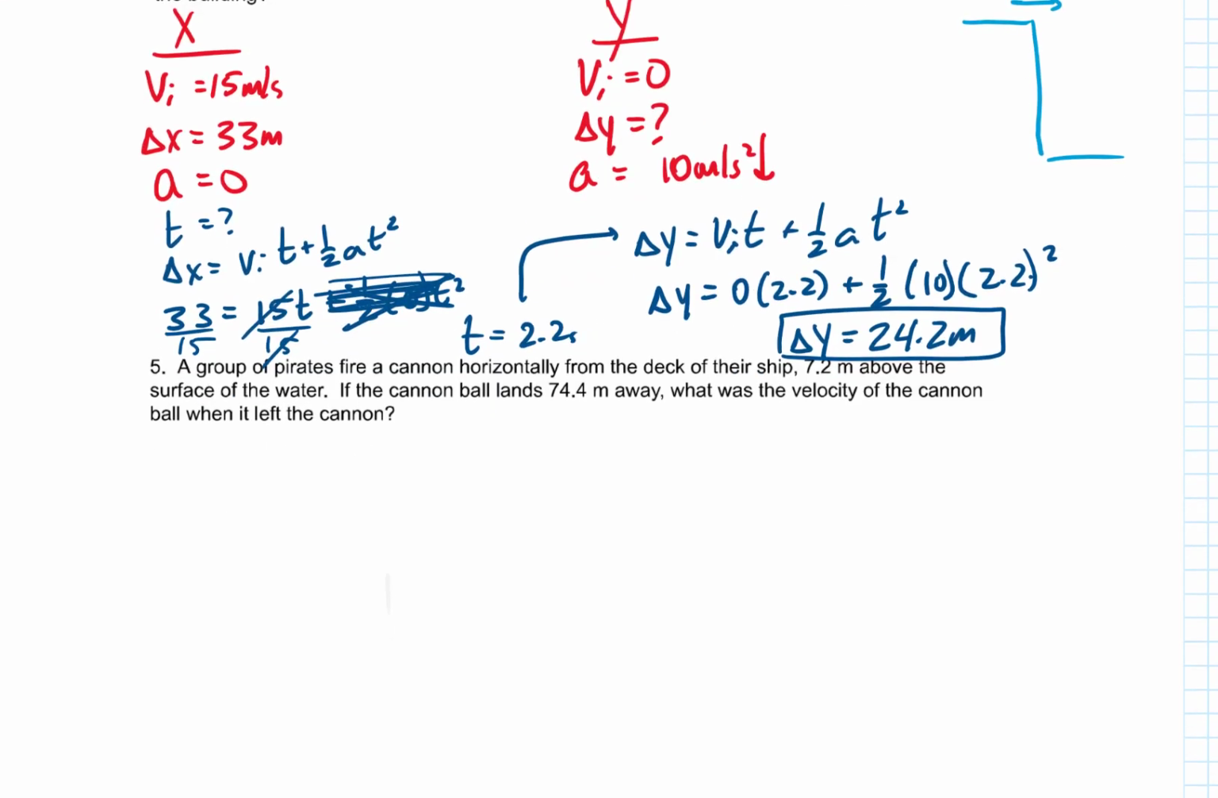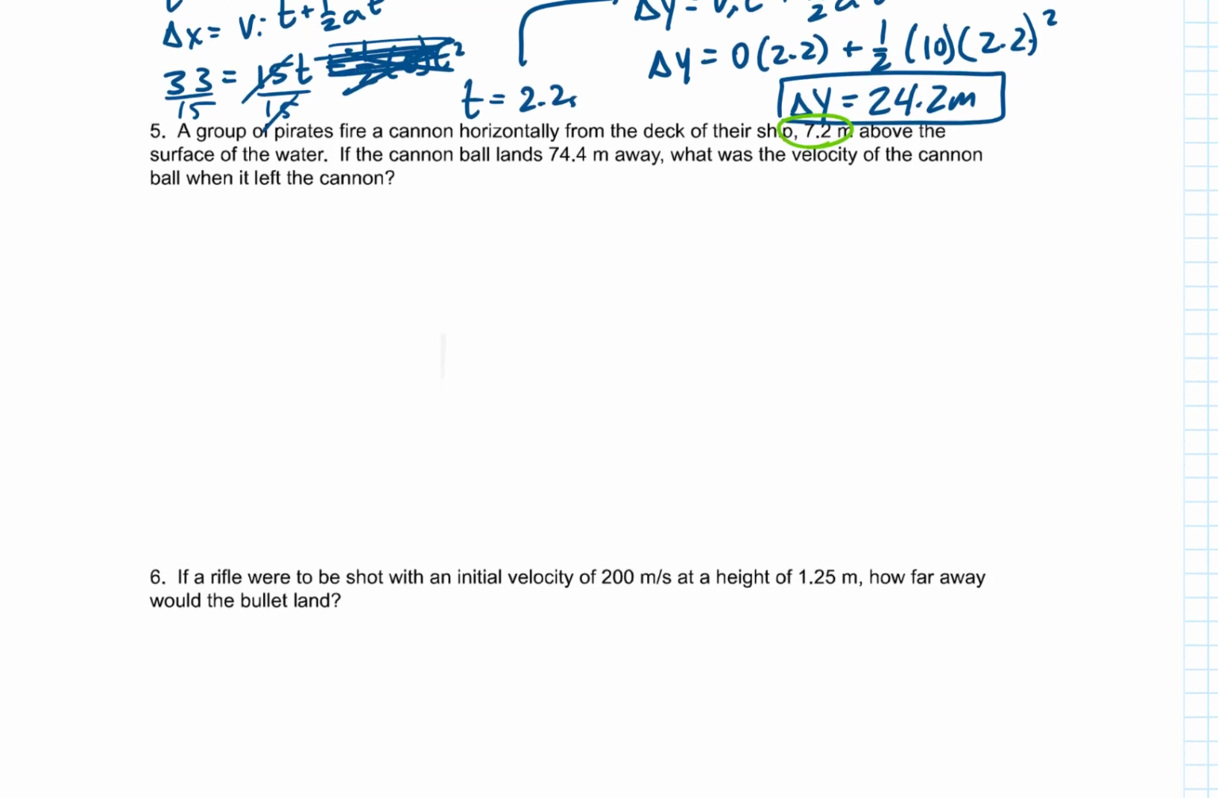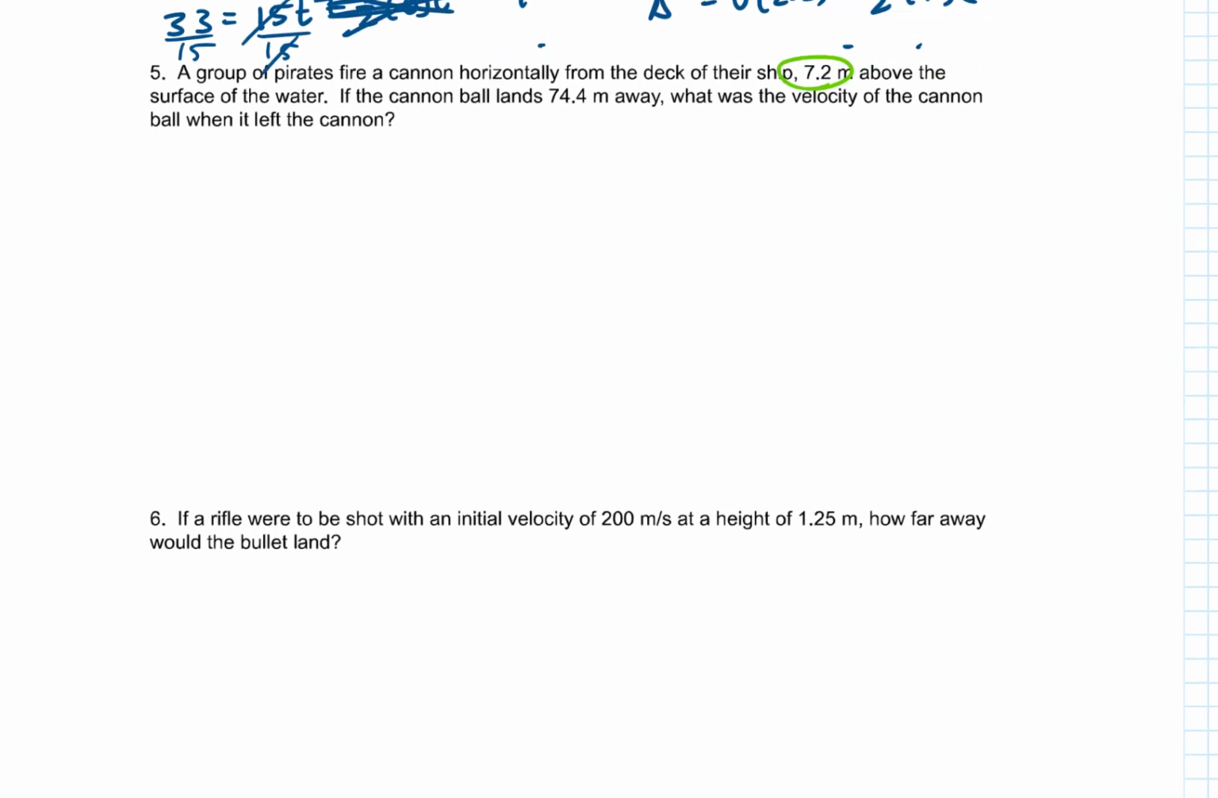All right, for number 5, we have pirates on the deck of their ship, and it's 7.2 meters above the surface of the water. We're 7.2 meters above the surface of the water. That's delta Y. The cannonball lands 74.4 meters away. That's delta X. And I want to know the velocity of the cannon when it left. That is the X velocity when the object left. So let's go through this. We have X stuff. We have Y stuff.